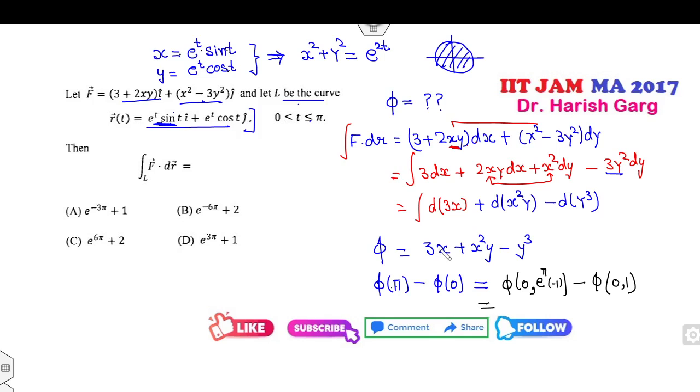So you can substitute the value. X is 0, so this value 0, this value 0. This value is my e raised to power minus e raised to power 3 pi. 0, 0, minus, minus, plus 1. So the right answer is e raised to power 3 pi plus 1, that is my correct answer.